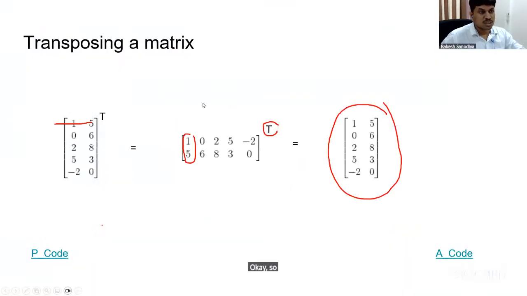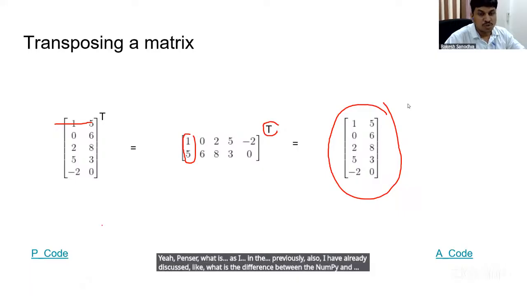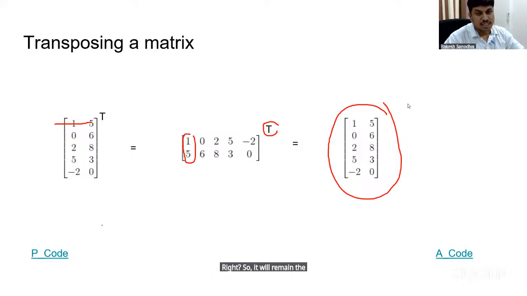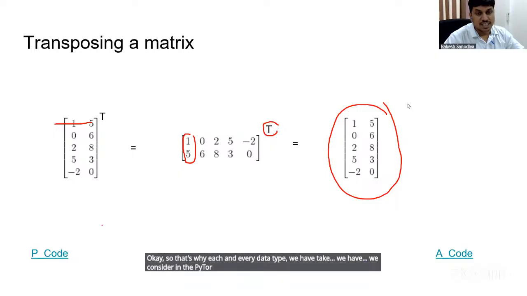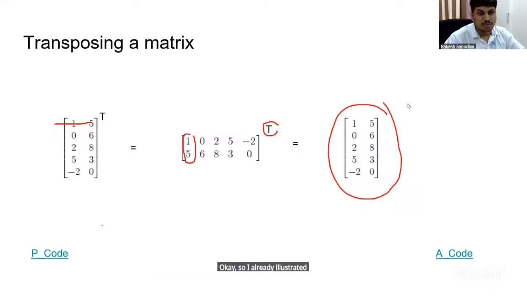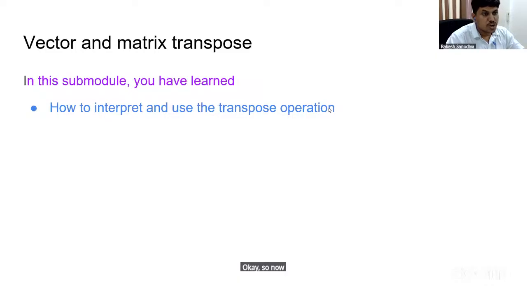Okay, so now this is the transposing of a matrix. As I have already discussed previously, what is the difference between NumPy and torch? When you fit the data into your deep learning model, it will be a much bigger size, and the parameters would be more and more. That's why each and every data type in PyTorch is considered a tensor. I already illustrated the difference between NumPy and torch tensor. Now in this submodule, you have learned how to interpret and use the transpose operation.